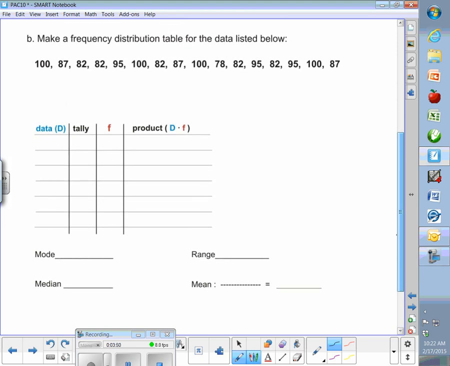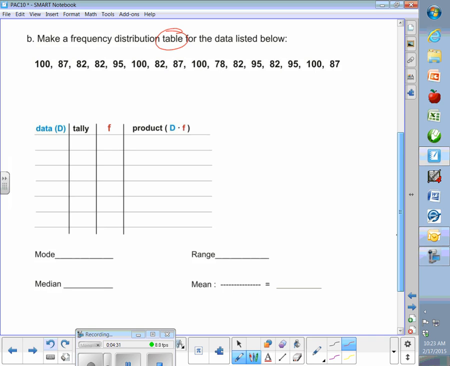Okay, so here we want to make a frequency distribution table for the data listed below. This table has a little bit more to it than what I just showed you. It has the data all the way to the left. It's got a place for the tally, that's your count. It's got a frequency: how many times does that piece of data occur? And then the last column is the product. You're actually going to multiply the data times the frequency. So that's what's involved in a frequency table.